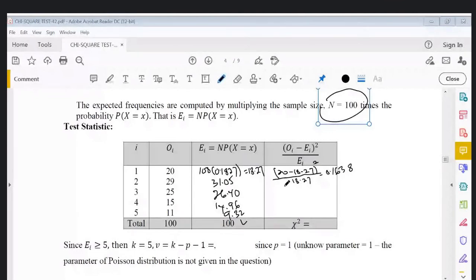Next. We just use 4 decimal places. Okay, the next. Then 0.07. Okay, next.